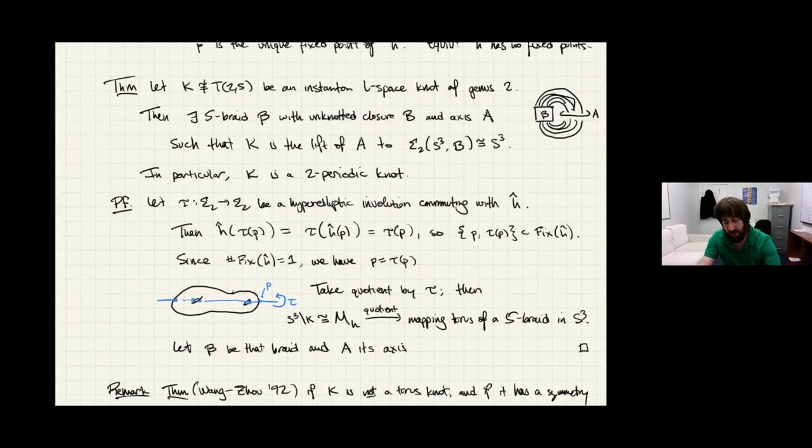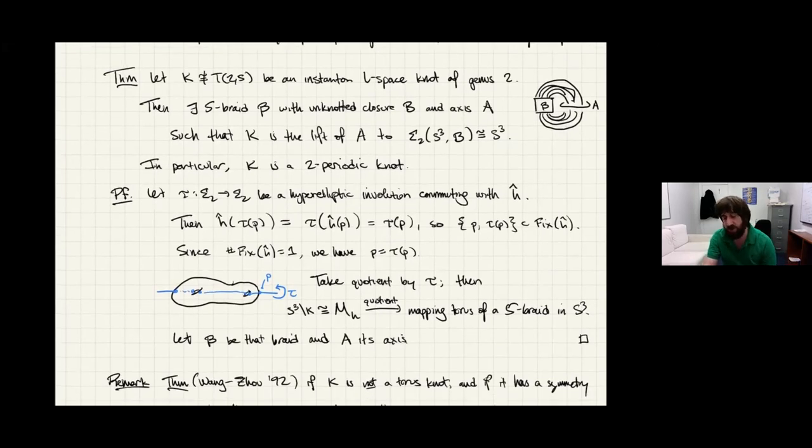This is sort of like the main thing, and it holds just as well for Heegaard-Floer L space knots, like I said, using the work of Li and Taubes.